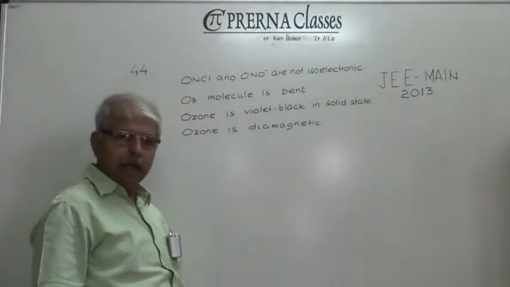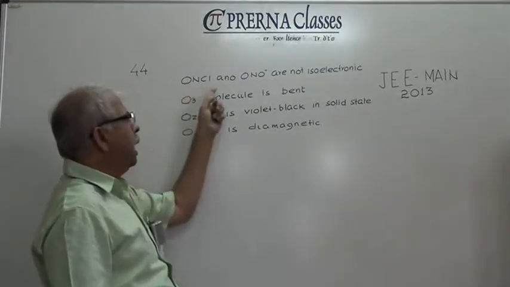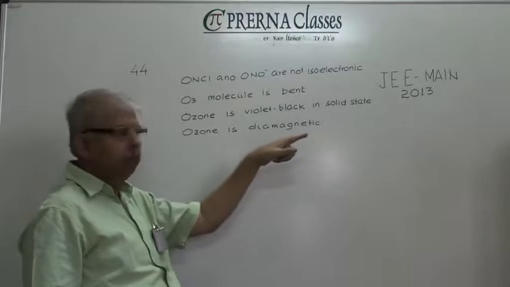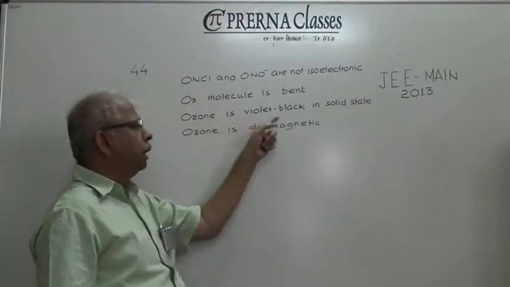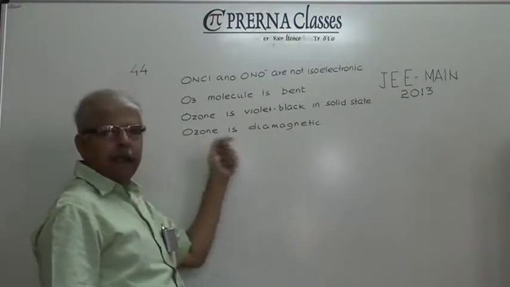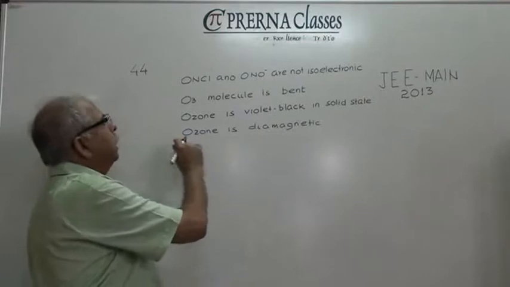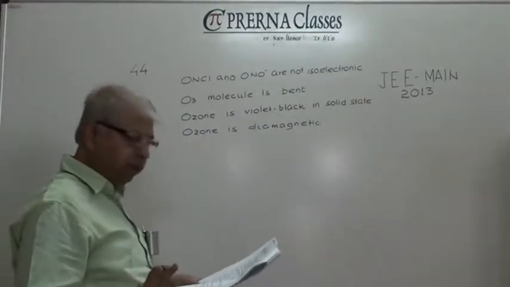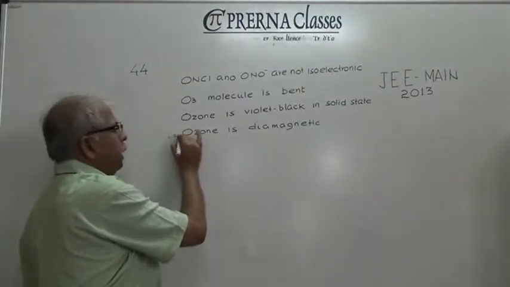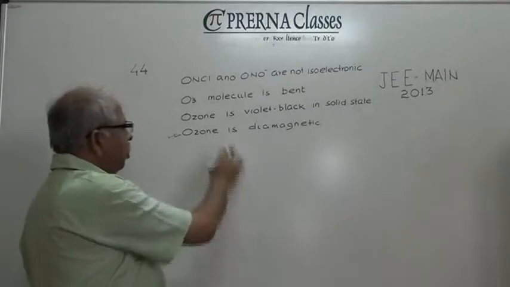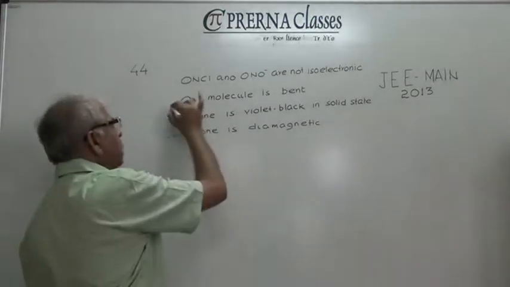Now 4 statements are given about the ozone molecule. The first is ONCl and ONO- are not isoelectronic. O3 molecule is bent, that's the second statement. Ozone is violet black in solid state. Ozone is diamagnetic. The question here is you have to identify the statement that is wrong. If I start from the bottom, ozone is diamagnetic, that's the correct statement. Ozone is violet black in solid, that is also a correct statement. The molecular structure of ozone is bent, that is also a correct statement.